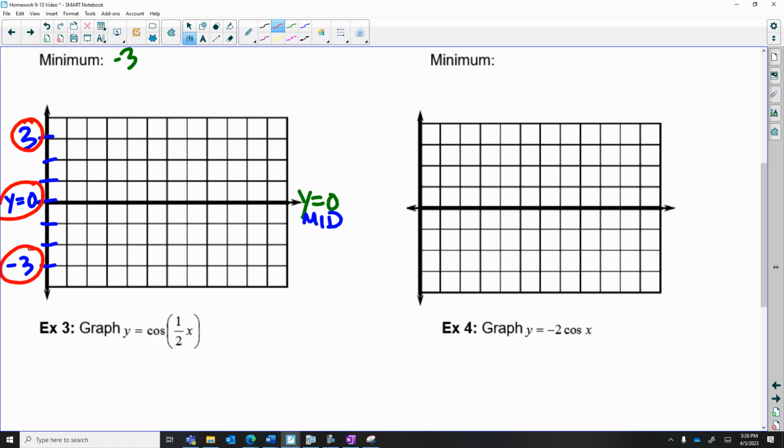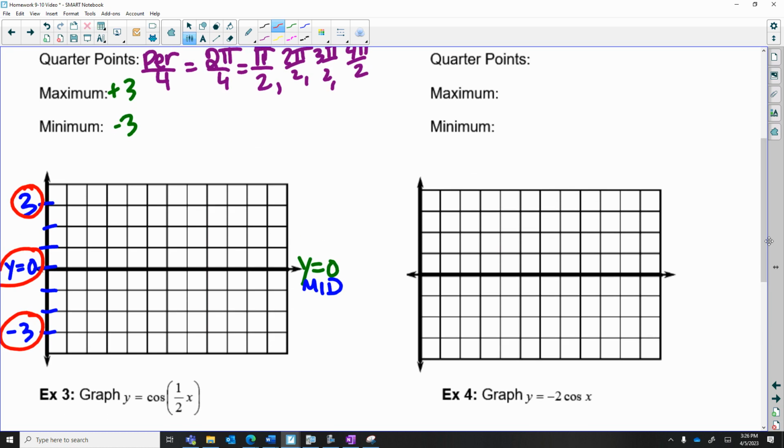And now we're going to put in our quarter points. Remember, we were counting by pi over 2's. So I'm going to do every 3 boxes make a quarter point. Okay, so I'm going to count from 0. I'm going to count 1 pi over 2, 2 pi over 2, which equals pi, 3 pi over 2, 4 pi over 2, which equals 2 pi.